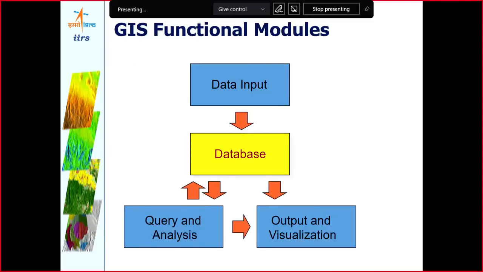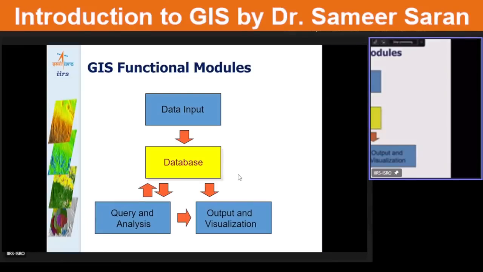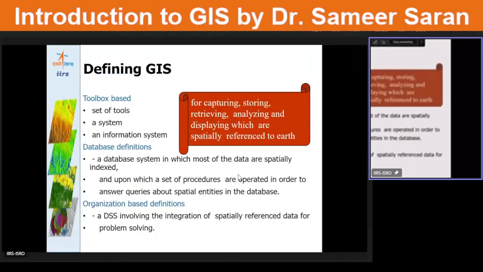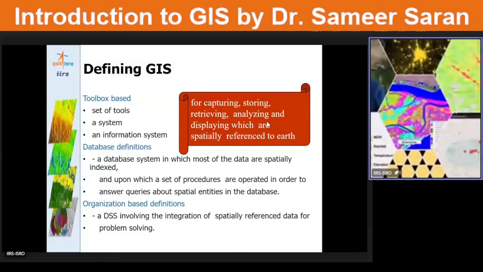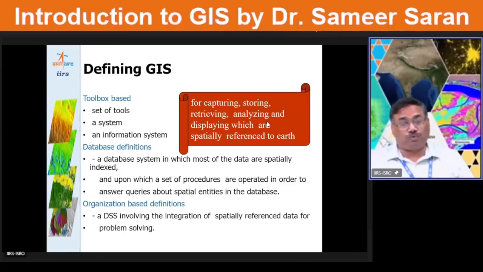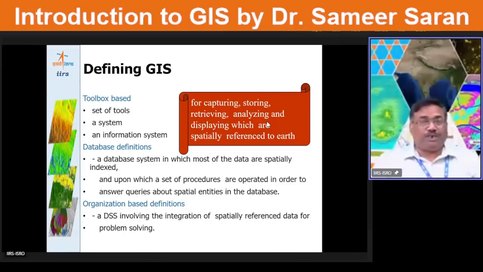So these are the four functional modules which any GIS system has, whether you talk about an open source system or a commercial off the shelf system. All systems provide the capability to input, to store, to query, as well as to output and visualize. When we talk about GIS, it is being used for capturing, storing, retrieving, analyzing, and displaying all the spatially referenced data. Once you have these capabilities, you are able to create different tools which might be required for various applications. So GIS can be a toolbox which provides a set of tools, a system, and an information system.